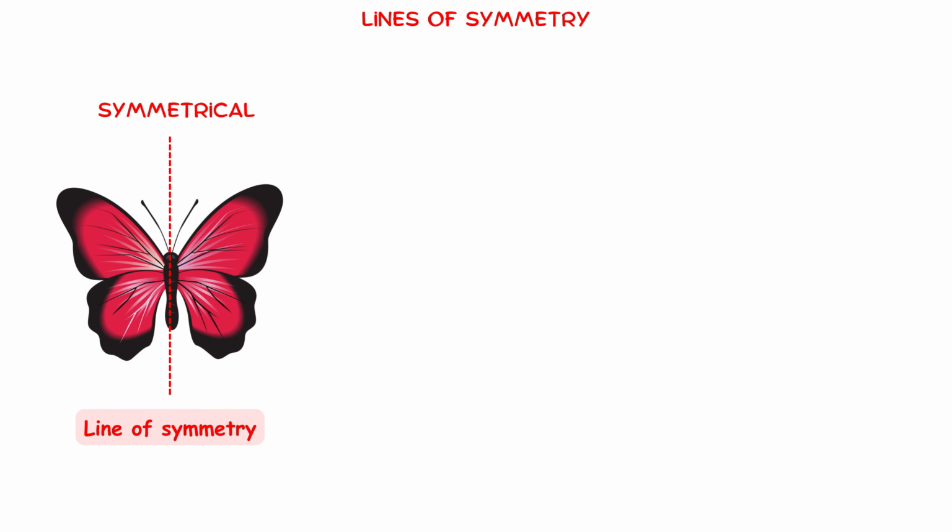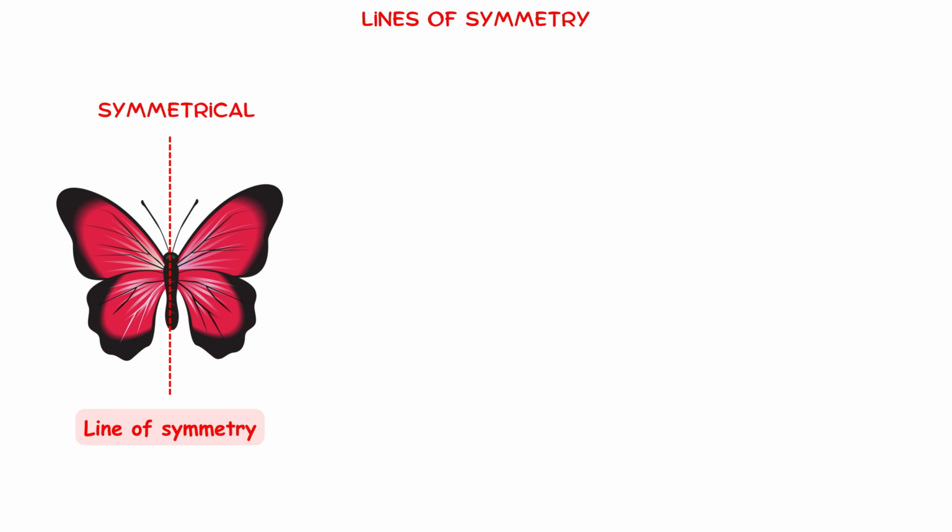If we observe an image of a butterfly and draw a line straight down the middle using a dashed line, we might quickly notice that both sides of the butterfly appear to be exactly the same. This occurs because each half serves as a mirror image of the other, meaning that the left side is a perfect reflection of the right side, and vice versa.